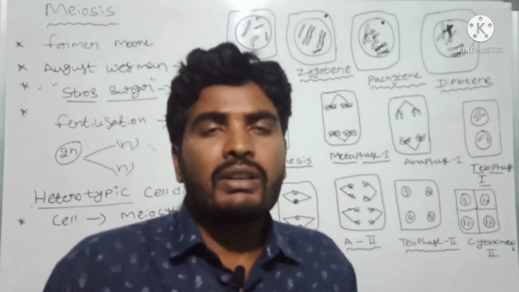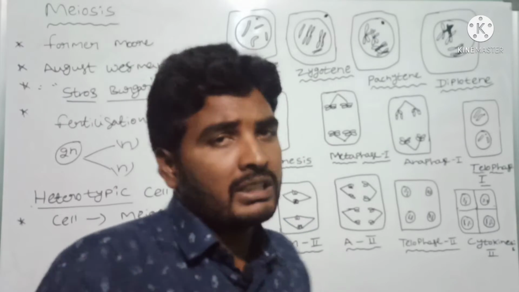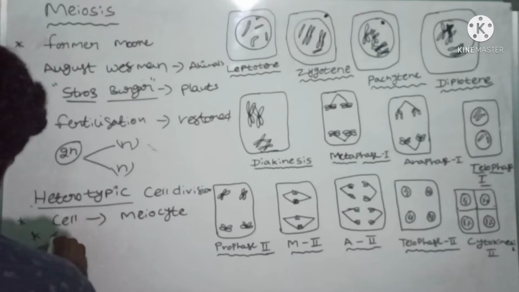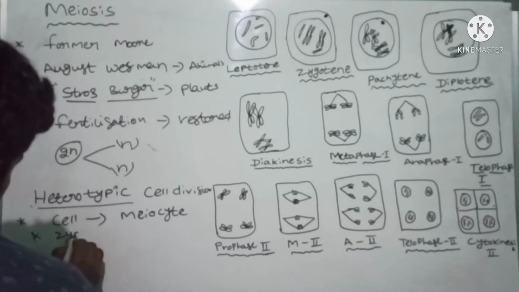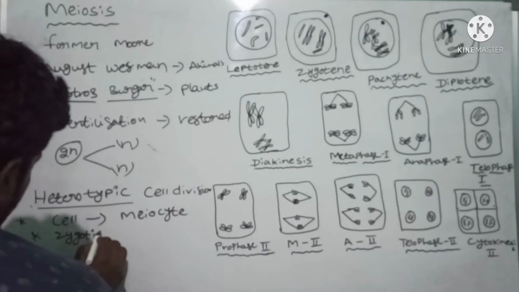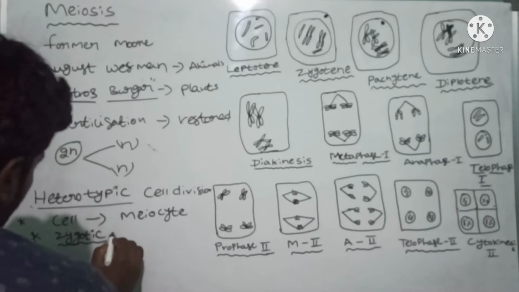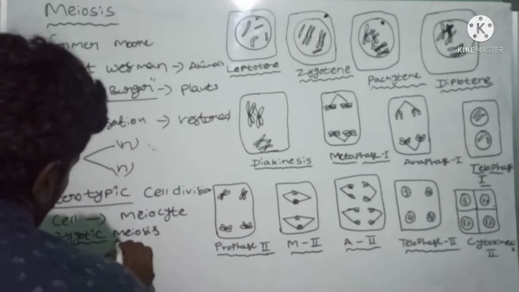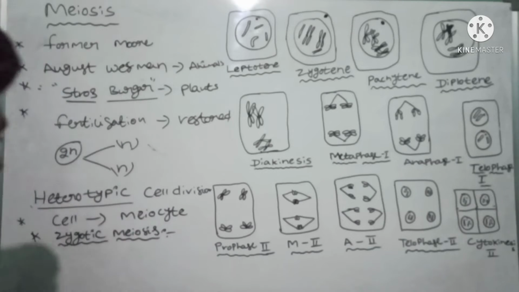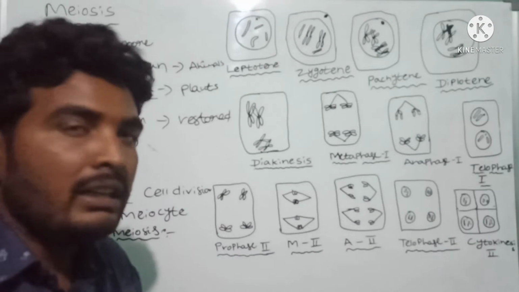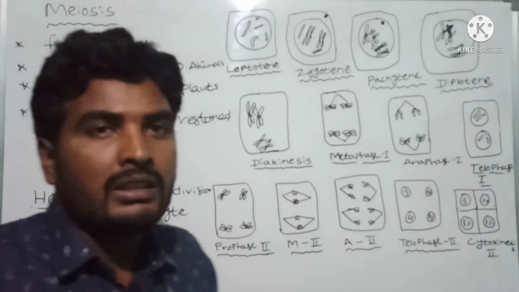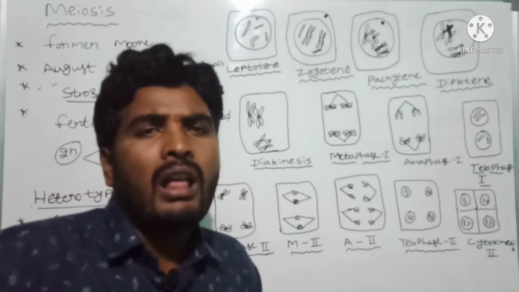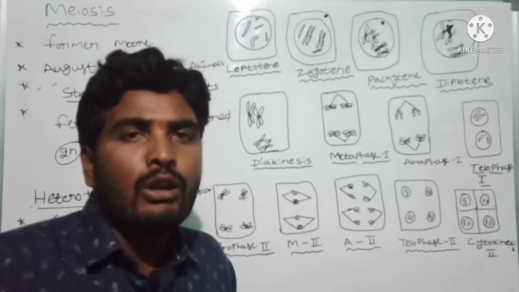First we can see zygotic meiosis. What is zygotic meiosis? Here the zygote is the meiocyte. For example, algae, fungi and thallophytic plants.